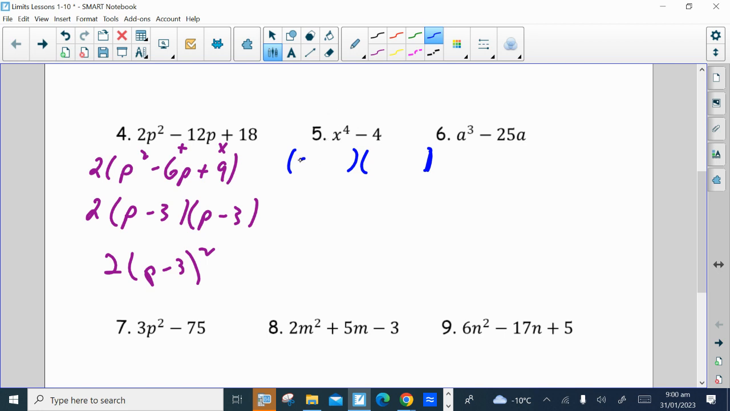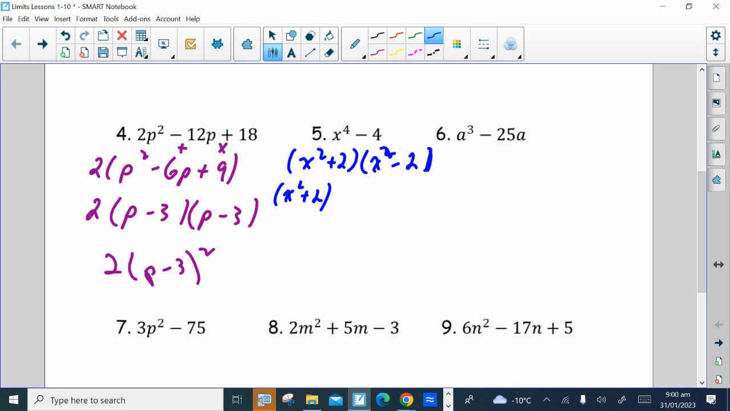The square root of x to the fourth is x squared. So those go in the first position of each binomial. The square root of 4 is 2. One's a plus, one's a minus. And normally that's where you would stop. But we're going to see in this course, we'll actually go one step further.